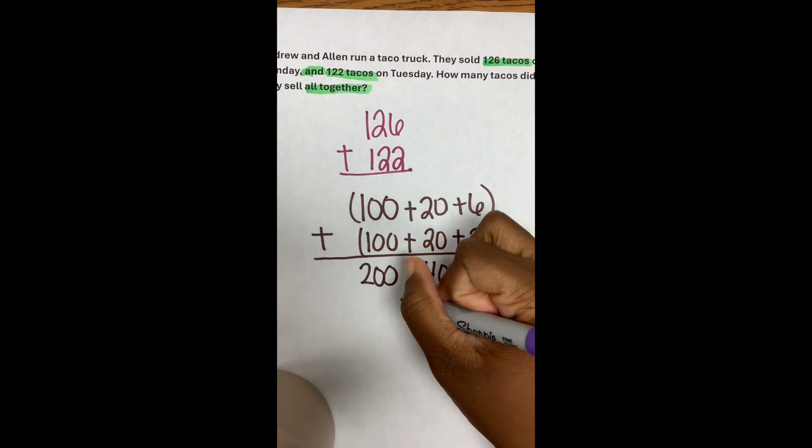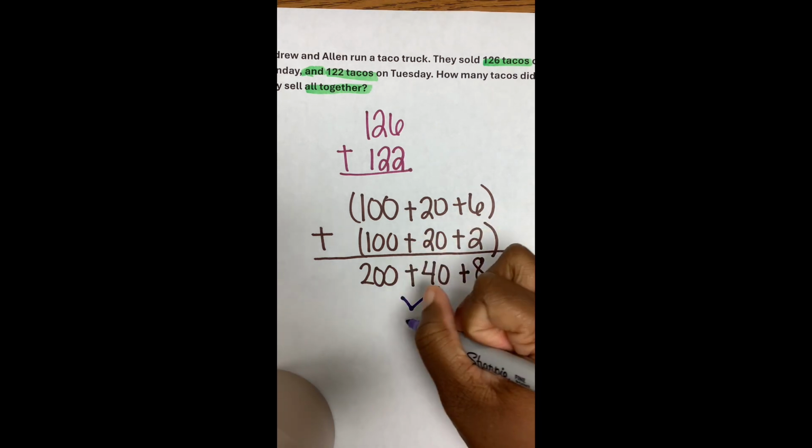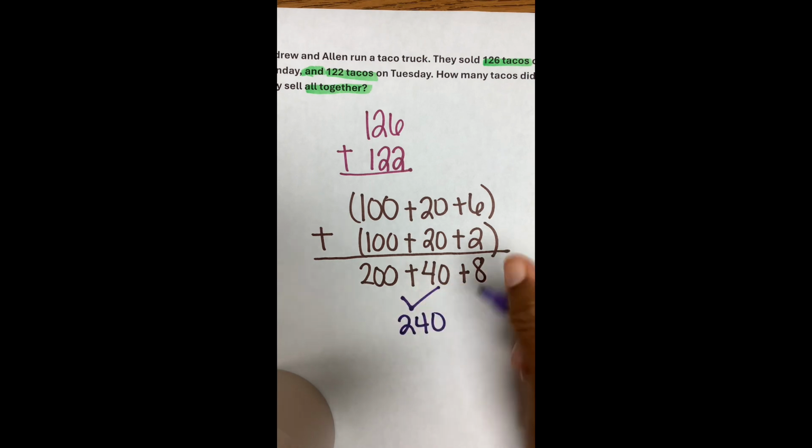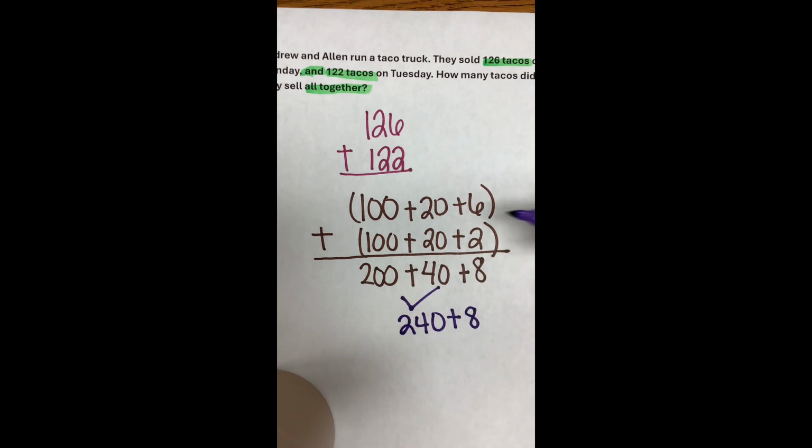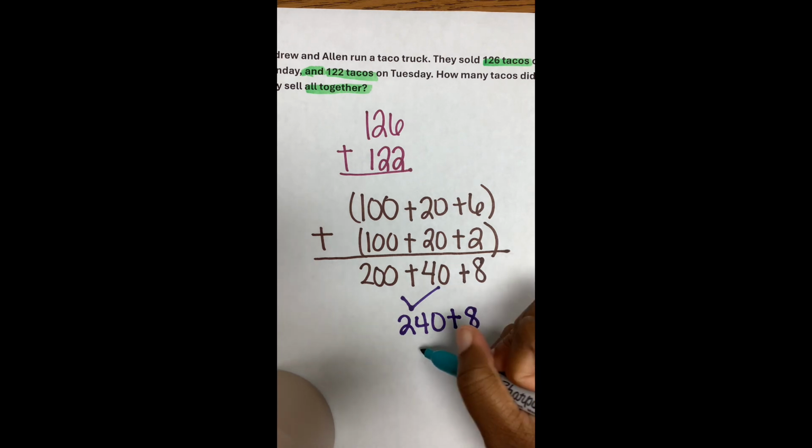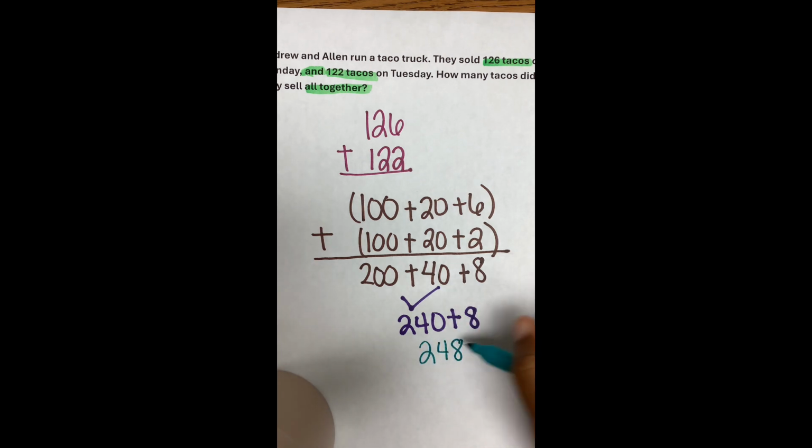I'm going to add 200 plus 40 first, which will give me 240. So notice I'm just bringing everything down line by line. And now we have 240 plus 8, which will give us a total of 248. So let's see, did we answer our question? How many tacos did they sell all together? They sold 248 tacos all together.